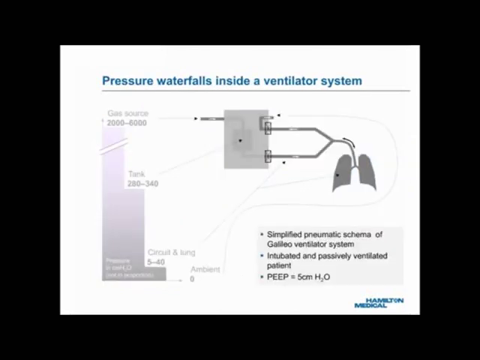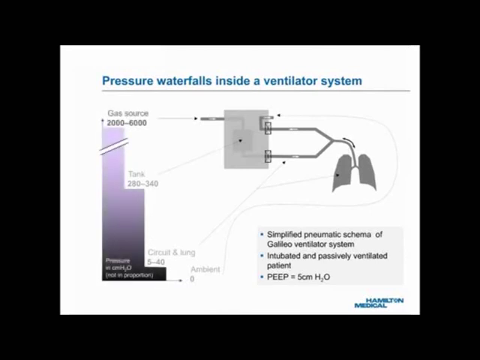As we already know, gas movement is driven by the presence of a pressure gradient. Inside a working ventilator system, there are invisible pressure waterfalls along the gas passageway, which begin at the air and oxygen supply outlets and end at the exit port of the expiratory valve. The Galileo ventilator system serves here as an example.